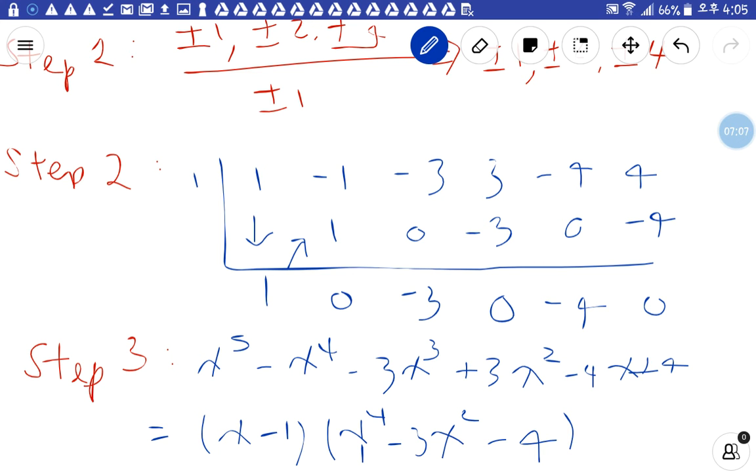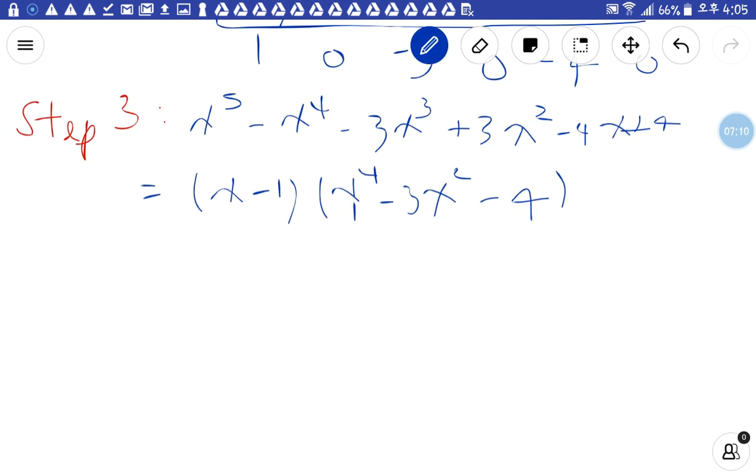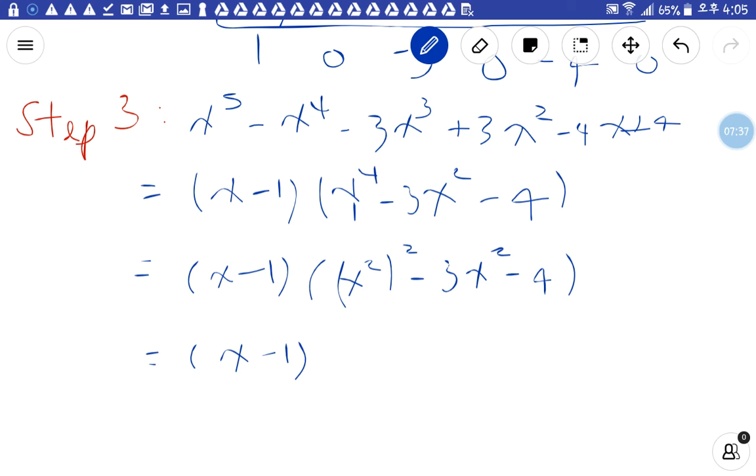Okay, so you have to factor it as much as you can. Do you think it's going to factor? Yes, it is, because we practiced x to the 4th power and x squared before. So let x to the 4th power be x squared squared, minus 3x squared, and minus 4. Then it will be easier to understand. So let a large X be x squared. Then I would have x minus 1 times X squared minus 3X minus 4.